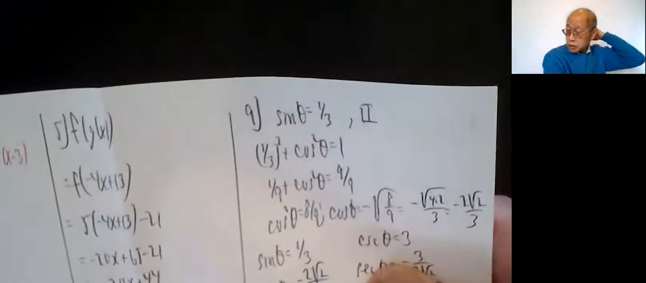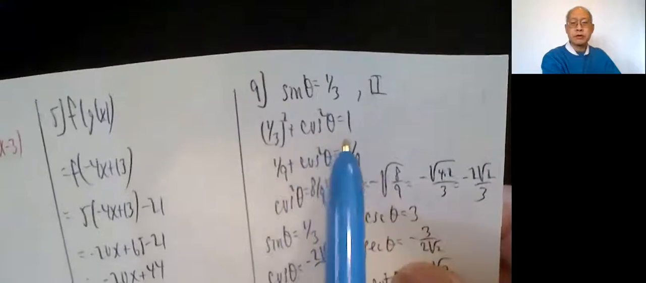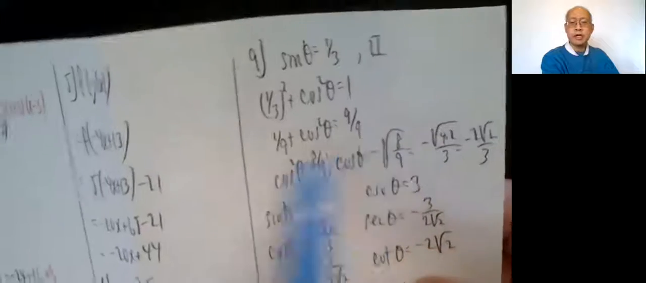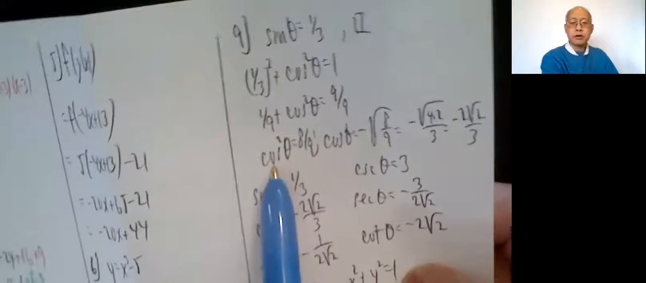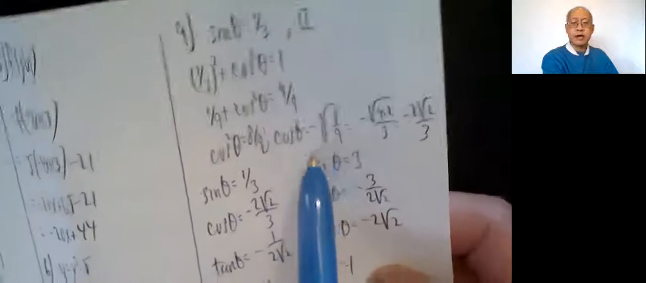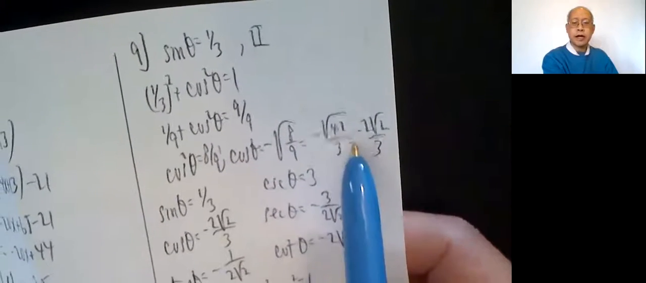Number 9, sine of theta is a third. We're in quadrant 2, which means the cosine is negative. 1/3 squared plus cosine squared theta equals 1. 1/9 plus cosine squared is equal to 1 in the form of 9 over 9. Subtract 1/9. Cosine squared theta is 8/9. Square root property, cosine of theta is negative square root of 8/9. Square root of 9 is 3. 8 is 4 times 2. Take out the 4. Negative 2 radical 2 over 3.